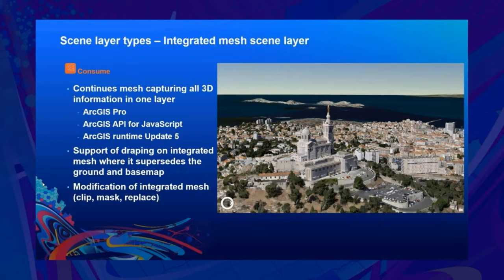Usually, you want to show integrated mesh together with other GIS data. For example, you want to place a new building in an existing reality capture of the mesh. You can do so by modifying the mesh. You can do it by editing the modification in ArcGIS Pro, or use the JavaScript API.